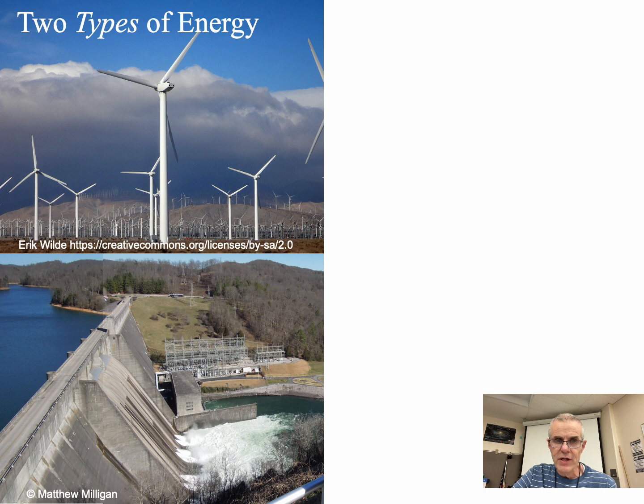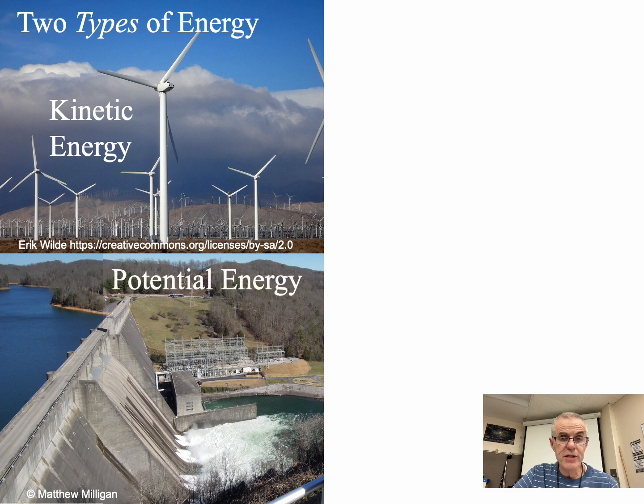So there are two types of energy that we're going to be looking at today, and I bet you have heard of them before. I got some pictures here of the way that we run our society. A wind farm might be one source of energy, and here I also have a hydroelectric dam. So what are these two types of energy? Well, a wind farm exploits kinetic energy, whereas a hydroelectric dam exploits potential energy.